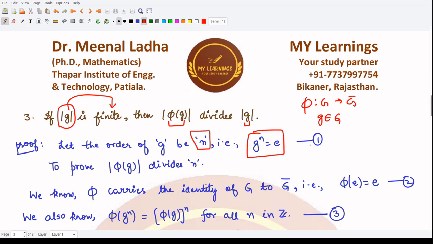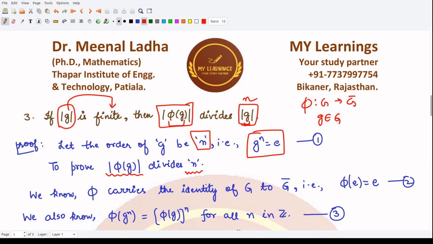So let's mark this as equation 1. Now what did we want to prove? We wanted to prove that the order of phi of g divides the order of g, which is n. So we have to prove the order of phi of g divides n, correct? Now we know that phi carries the identity of G to G bar. This was our first property, so phi of e is equal to e. Let's mark this as equation 2.